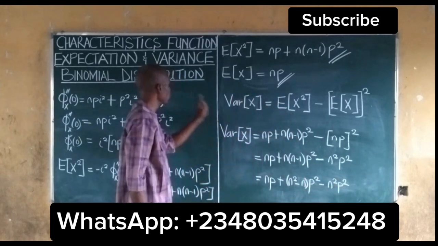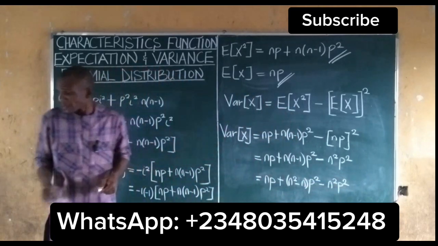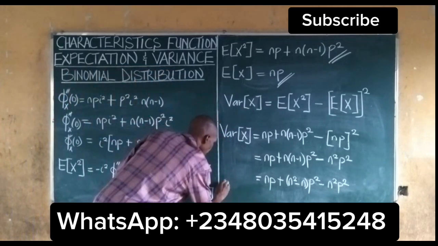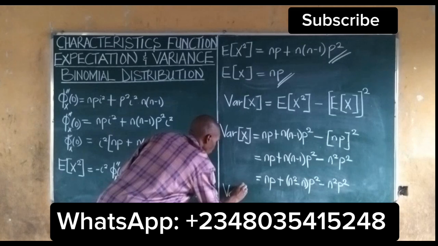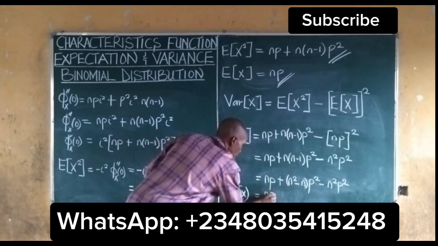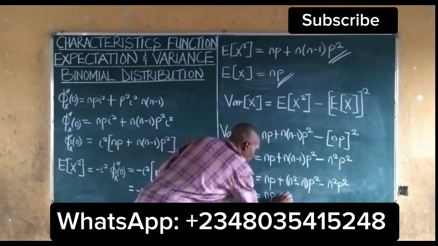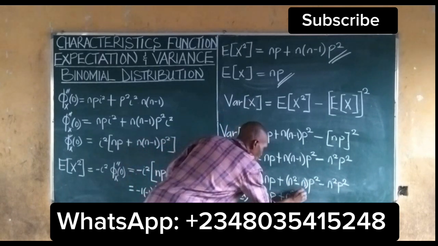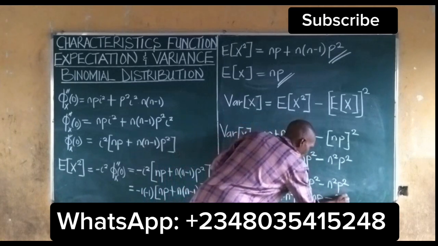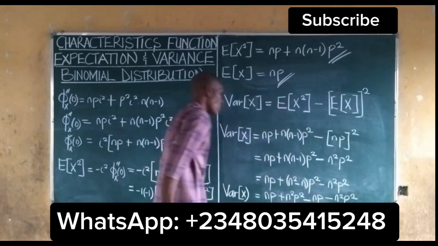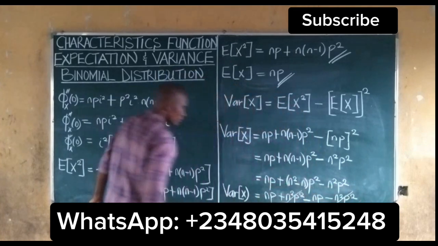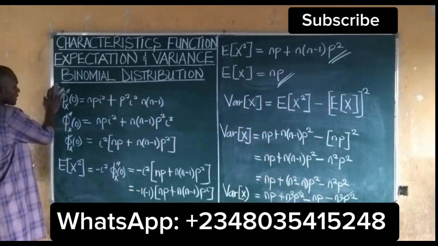So this can be continued on this other side. We can write our variance of x to be equal to np. If you bring out this, we have n squared p squared minus np minus n squared p squared. Of course, the whole of this will cancel the whole of this. So we move over to this other side.